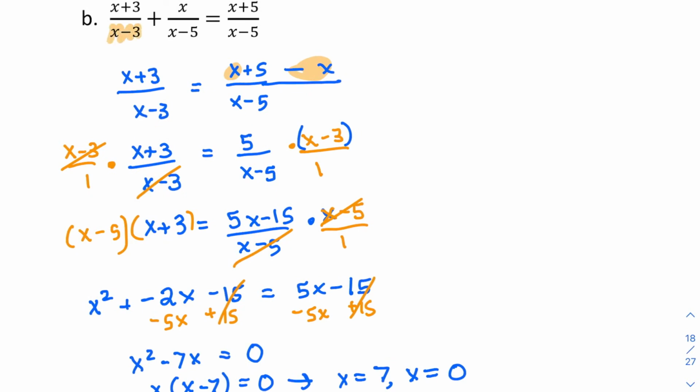Check to make sure those aren't extraneous. They're not, because only 3 and 5 would make you divide by 0. 7 and 0 should be fine.